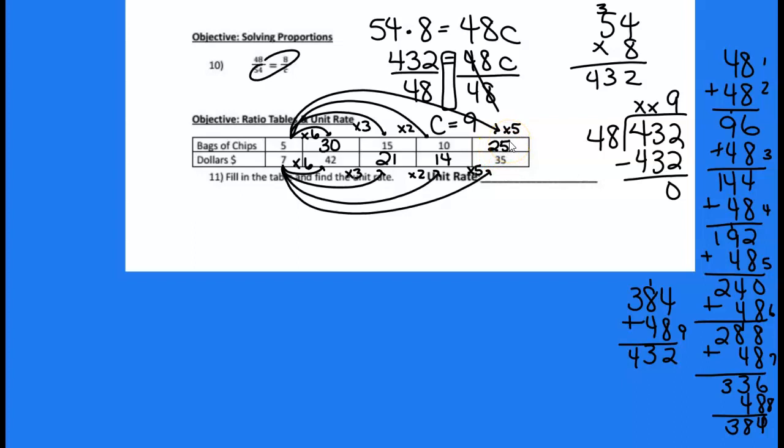To find the unit rate, I will divide. 7 divided by 5 goes in there one time, decimal 0, and we get the unit rate is 1.4. Please make sure on the test that you're reading every part of the question and showing all work where necessary.